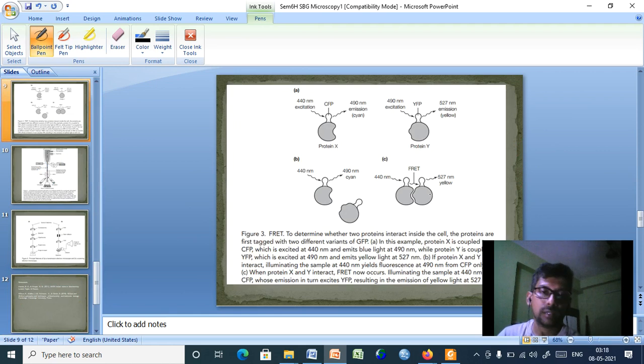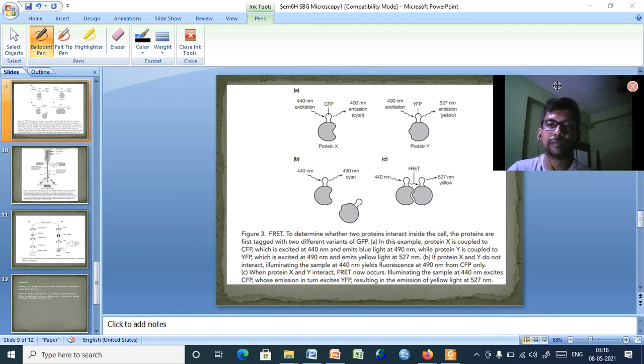Now the technique FRET, or fluorescence resonance energy transfer. Just follow the illustration to determine whether two proteins interact inside the cell. The proteins are first tagged with two different variants of GFP.